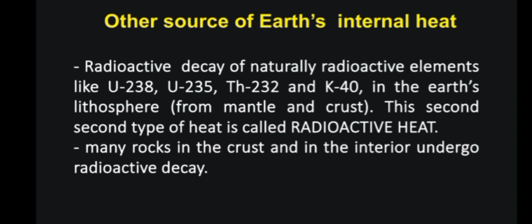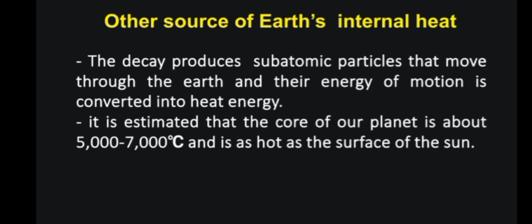Many rocks in the crust and in the interior undergo radioactive decay. The decay produces subatomic particles that move through the Earth and their energy of motion is converted into heat energy. It is estimated that the core of our planet is about 5,000 to 7,000 degrees Celsius and is as hot as the surface of the Sun.